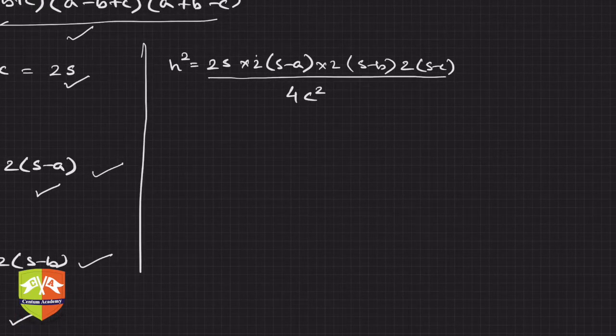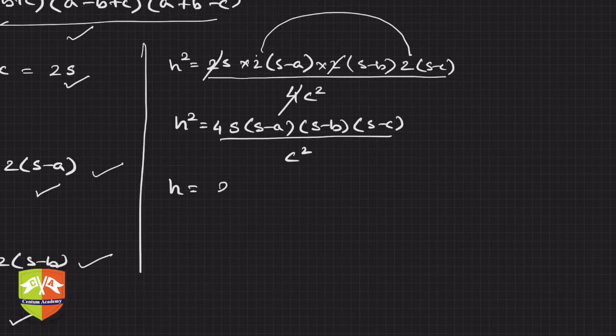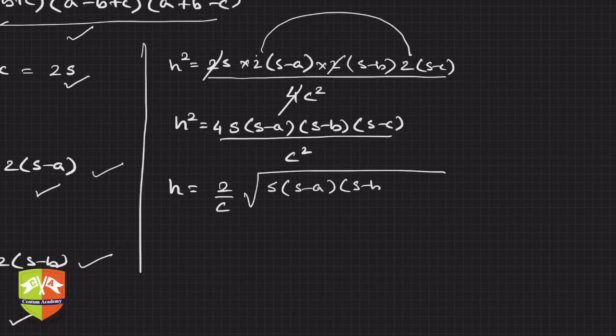So if you see, I can just strike off this 2 and this 4. So h square is equal to 4 times s, because this 2 and this 2 will get multiplied to get 4s, and then s minus a, s minus b, s minus c, divided by c squared. So what is h, my friend? h is 2 by c under root s, s minus a, s minus b, s minus c.